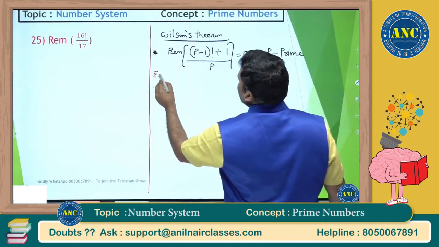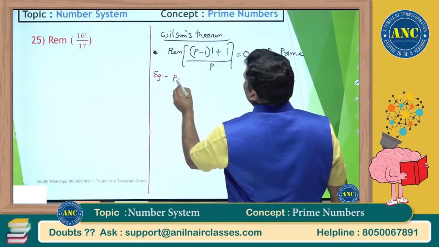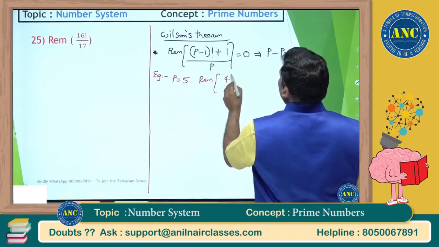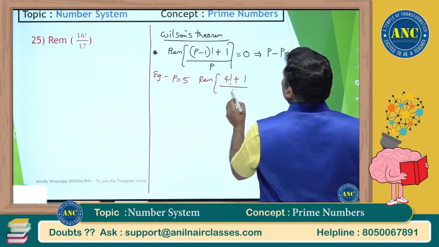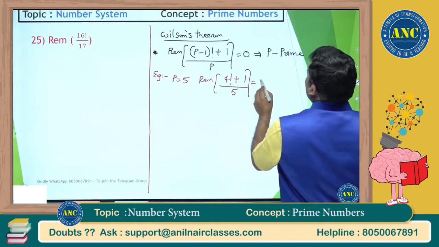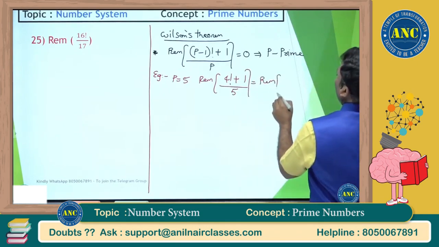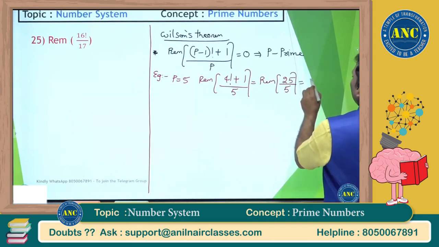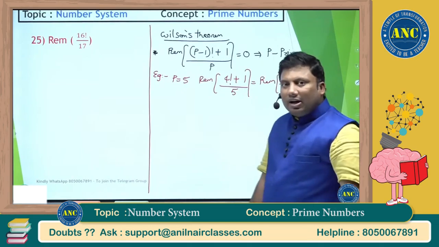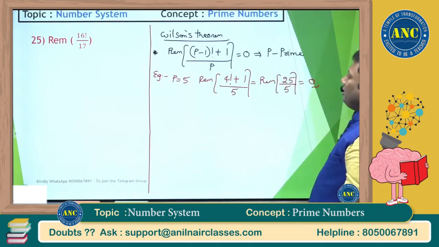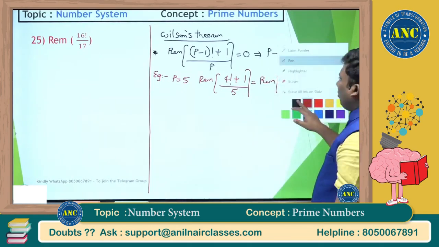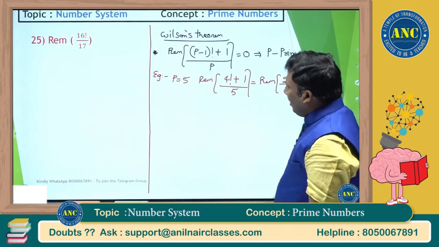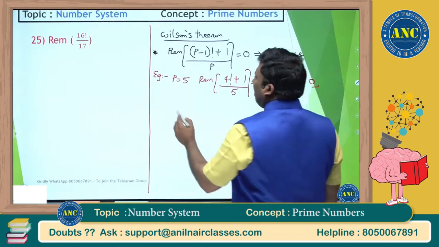Let me take some examples. If p equals 5, this becomes 5 minus 1, which is 4 factorial, plus 1, divided by 5. 4 factorial is 24. 24 plus 1 is 25. 25 divided by 5: 25 is perfectly divisible by 5. The remainder is 0. (p minus 1) factorial plus 1 divided by p is 0. Second key point.